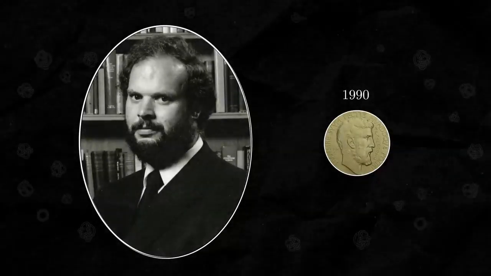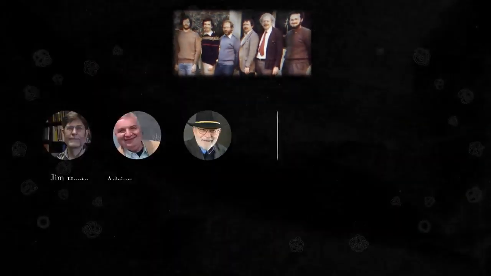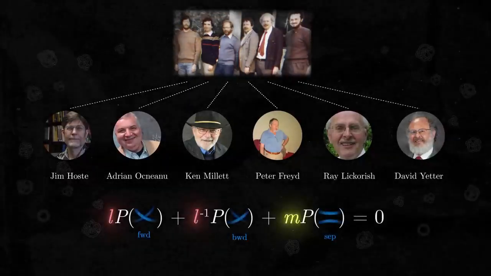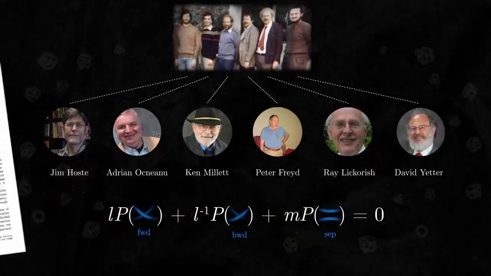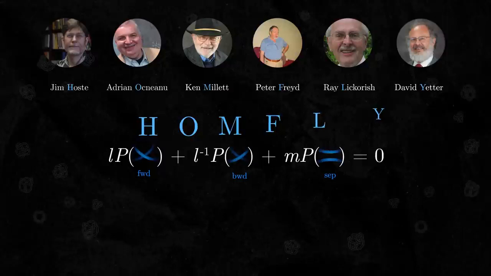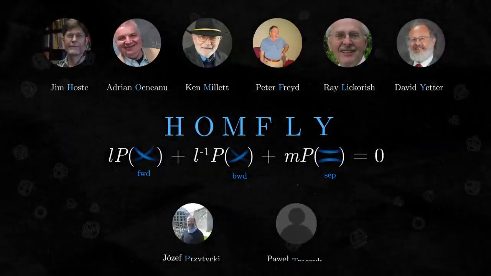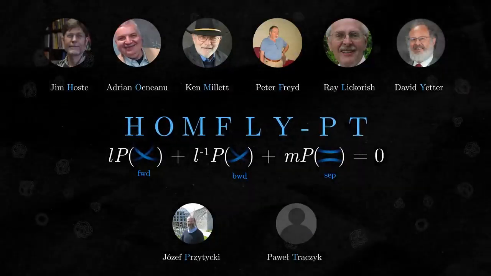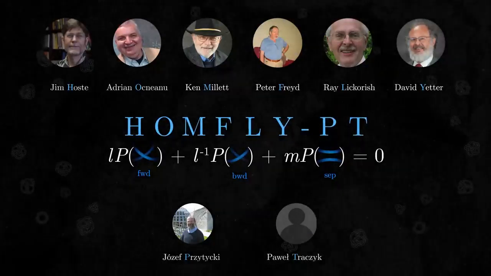The first new polynomial invariant kicked up a fervor in knot theory. Just months after Jones' result, 6 mathematicians each independently found an improved version of his polynomial with 2 variables instead of 1. The editors of the American Math Society published all their papers together, naming it the HOMFLY polynomial. 2 Polish mathematicians missed the news and discovered it again a couple months later, upon which it became the HOMFLYPT polynomial.